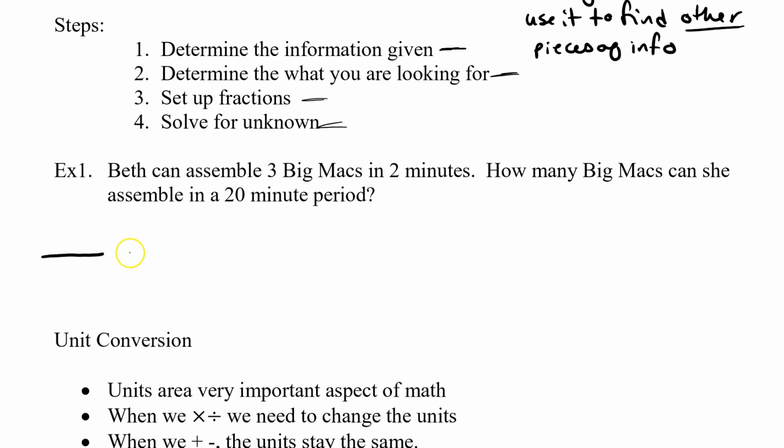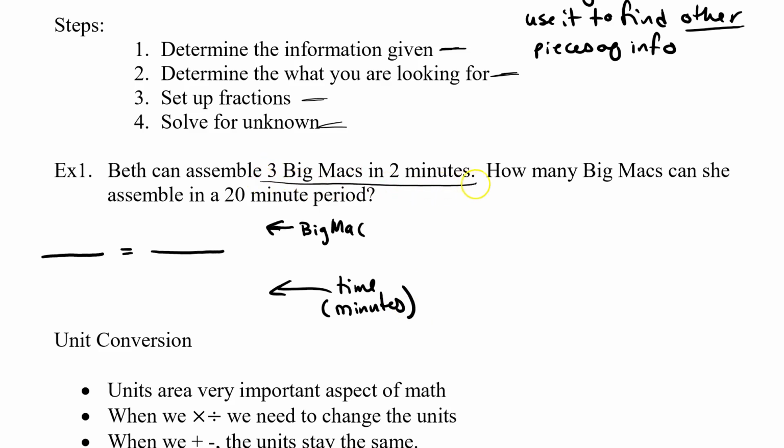Well, when I set up for using proportions, I'm going to say one side equals the other side. And I'm going to make sure that the ones on top are going to be our Big Mac numbers, and on the bottom is going to be time in minutes. So when I look at this right here, I have a couple of pieces of information: 3 Big Macs in 2 minutes. So I'm going to say 3 is on top and 2 is on the bottom.